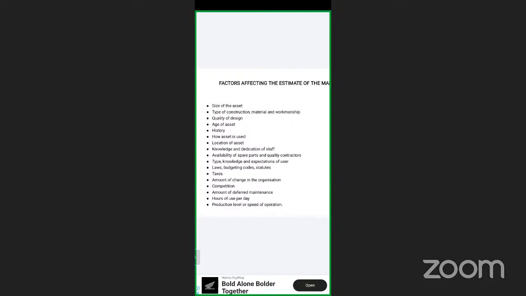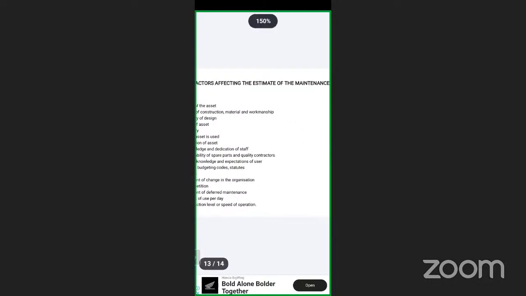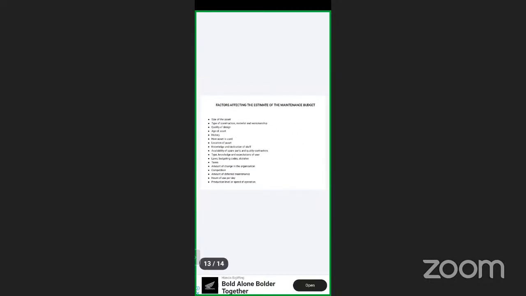And location of the asset, where is the asset located? Suppose we are calling the people for a maintenance job, how much are we spending on the commuting of the maintenance people? What is the knowledge and dedication of the staff? Availability of spare parts and quality contractors? What is the type, knowledge and expectations of the user? Okay, these are the different factors on which the estimate of the maintenance depends. So I'll just skip this slide.